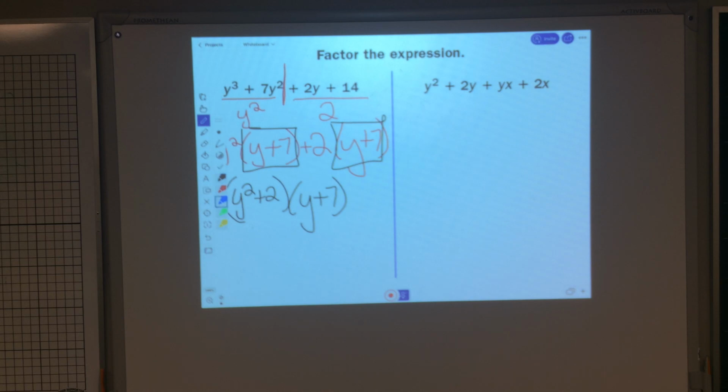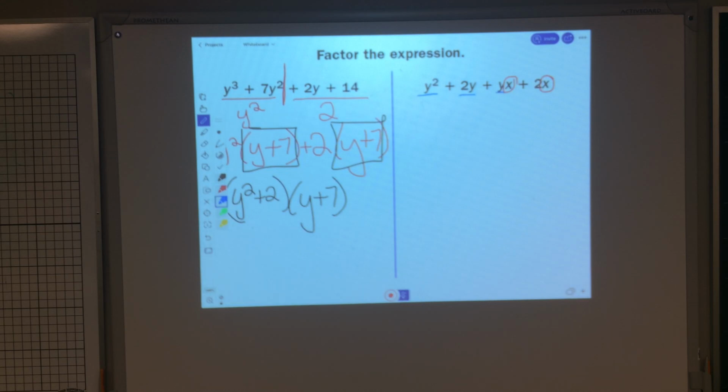Next one, and if you want to pause the video and try these next couple on your own before you watch them, that's perfectly fine too. Maybe a good idea, right? So this next one, actually we have two variable terms. In the first one we have y's, but these last two terms also have an x, which is perfectly acceptable for polynomials.